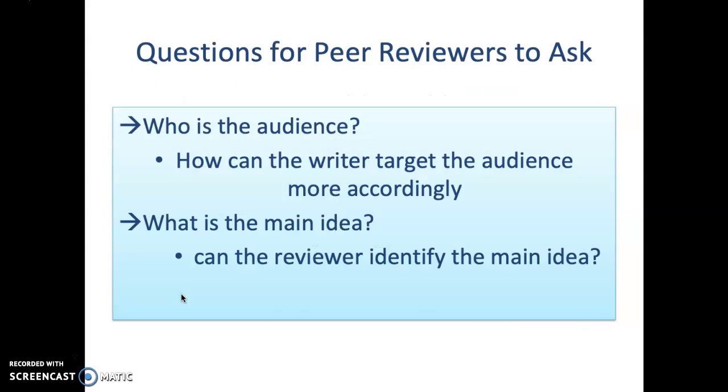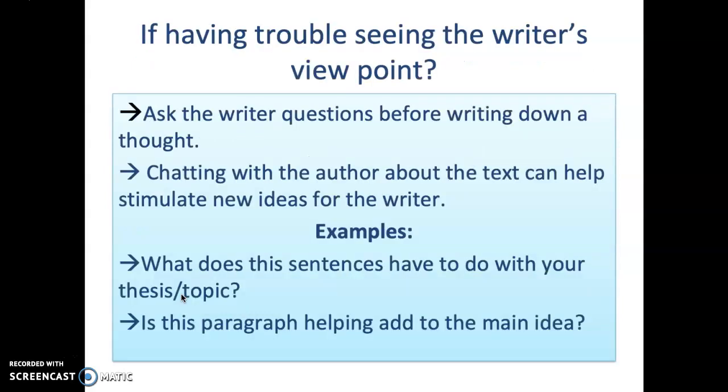And then questions for peer reviewers to ask. So this kind of goes with overall feedback. Who is the audience? So how can the writer target the audience more accordingly? What is the main idea? Can the reviewer identify the main idea? So if the reviewer cannot identify the main idea, then there's definitely going to be some problems, and the reviewer needs to know how to go about this.